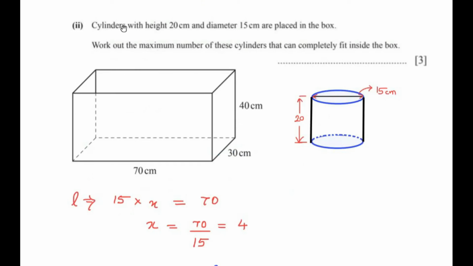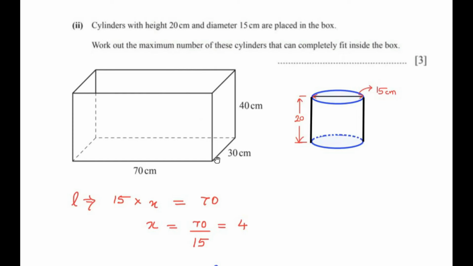Now in part 2 of this question, it's given that cylinders with height 20 centimeter and diameter 15 centimeter are placed in the box. Work out the maximum number of these cylinders that can completely fit inside the box. Now I have considered the same cuboid which was given in part 1 of this question. Now here they have given the dimensions of some cylinders. The cylinder has a height of 20 centimeter and the diameter of that cylinder is 15 centimeter. Now we have to find out how many maximum number of these cylinders will fit inside this box.